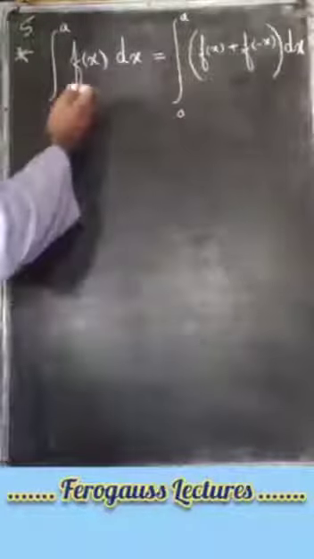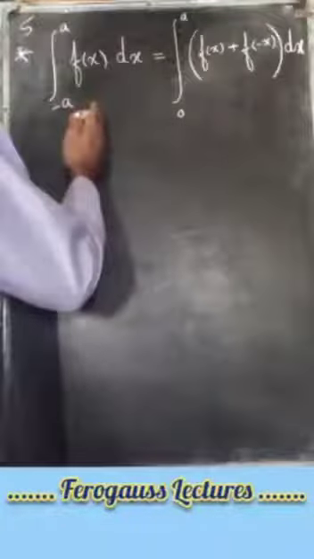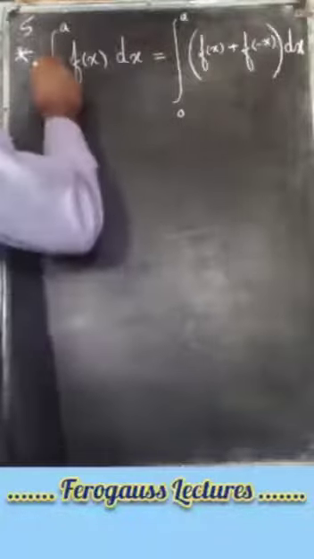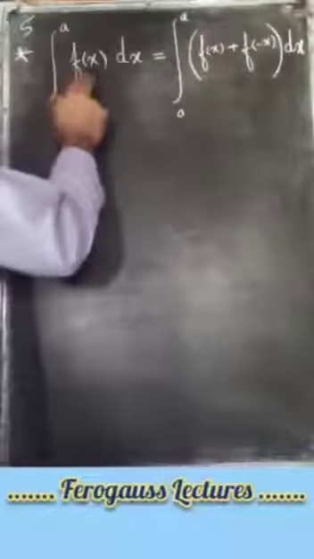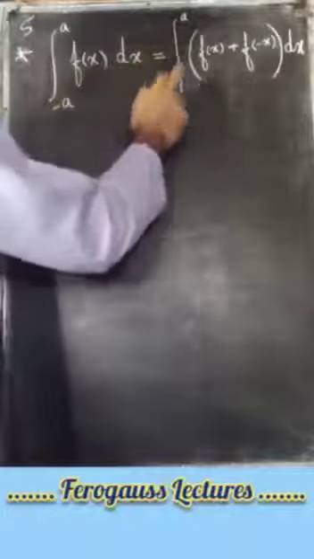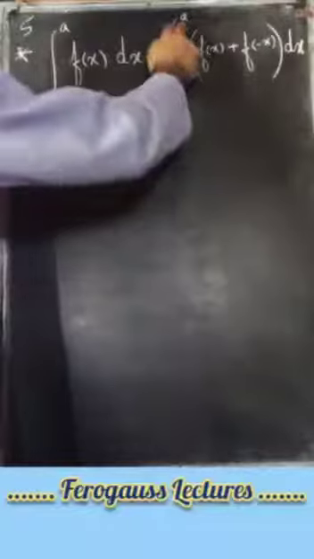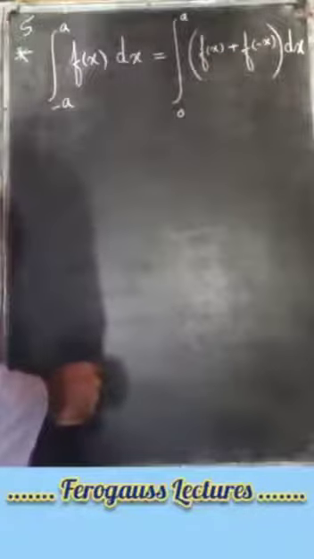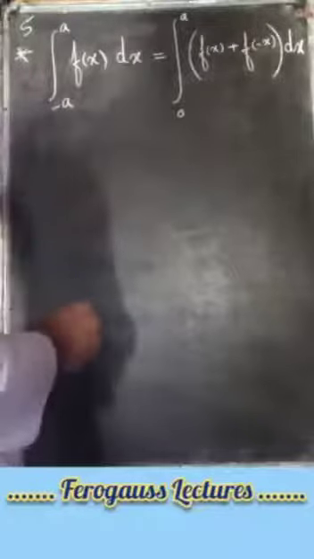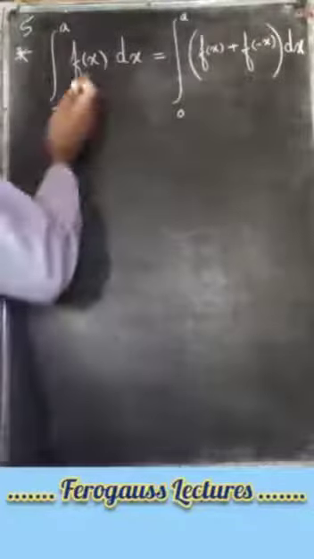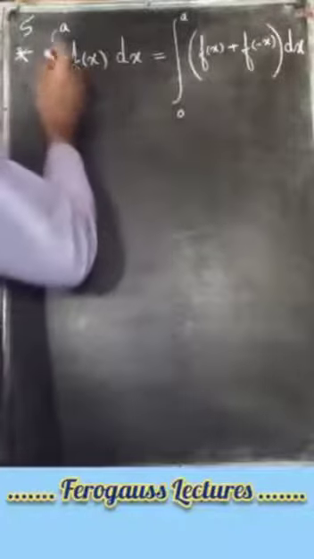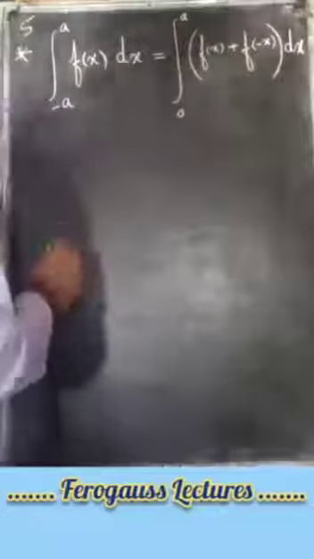Now let us discuss one more property of definite integrals. Now this is the fifth property of definite integrals, which says that integral minus a to a f(x) dx is equal to integral 0 to a of f(x) plus f of minus x. Okay, now let us prove this result. For that we take LHS and we will prove that this is equal to RHS.